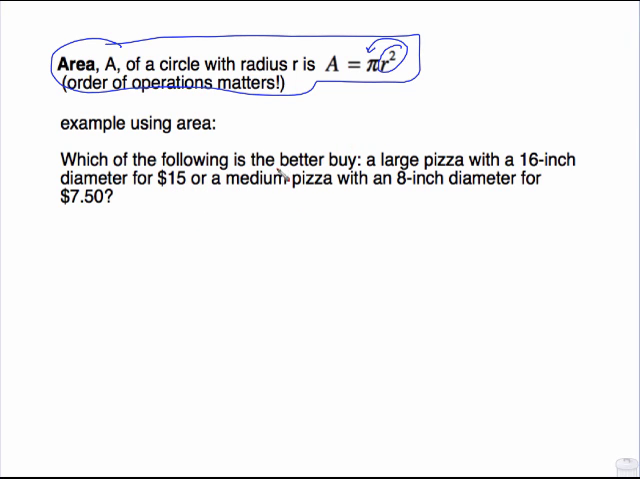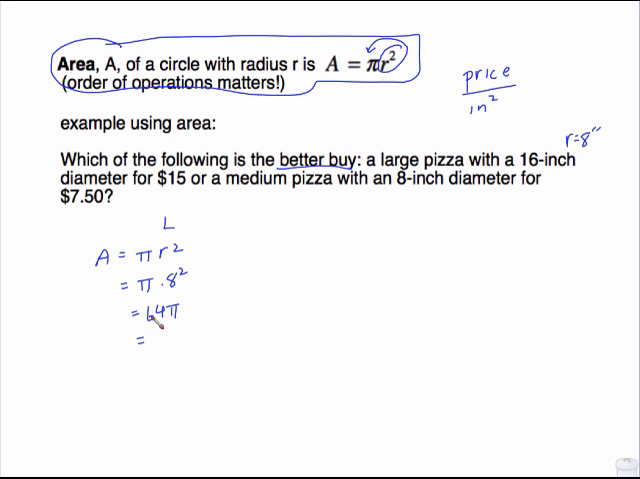So remember, better buy was like the price per ounce or the price per pound. To do the better buy on this, I need to look at the price per square inch. So I need to find the square inches. I need to find the area of both of these pizzas. So for the large pizza, it is pi r squared, which is pi times a radius. The diameter is 16 inches. That means the radius is 8 inches. 8 squared gives me 64 pi.